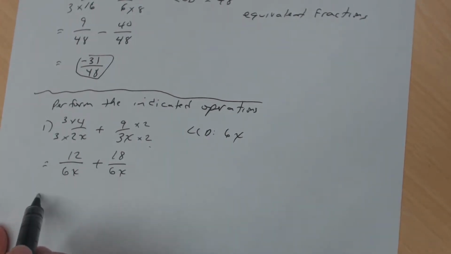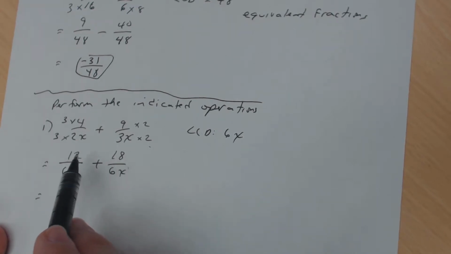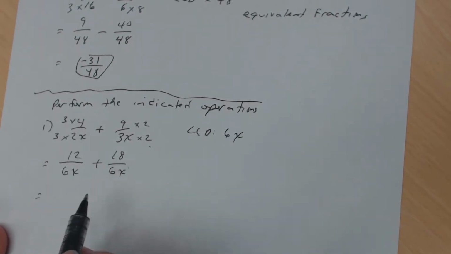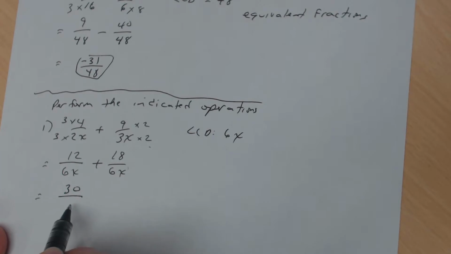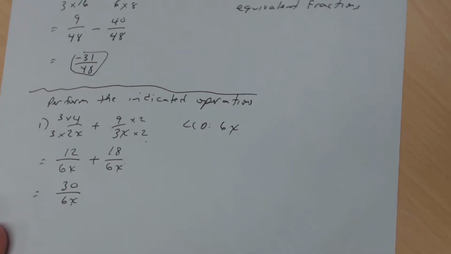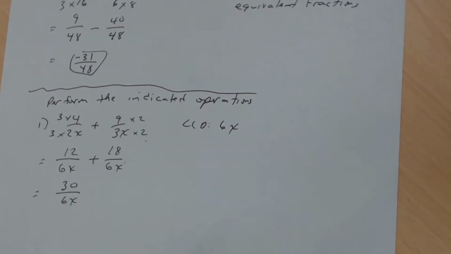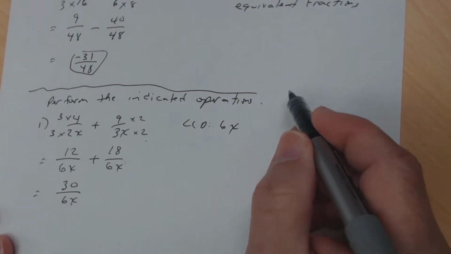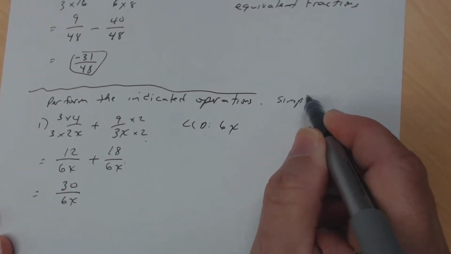Once you get the same denominator, you just add their numerators. 12 plus 18 is 30, so I get 30 divided by 6x. And then the directions will say simplify if possible. So right here it'll say simplify if possible.